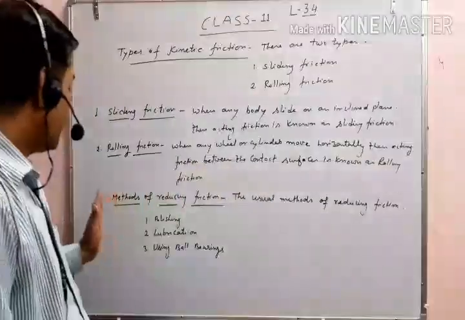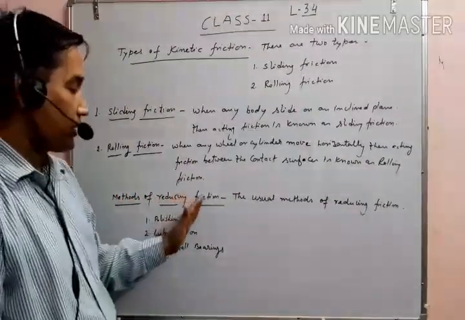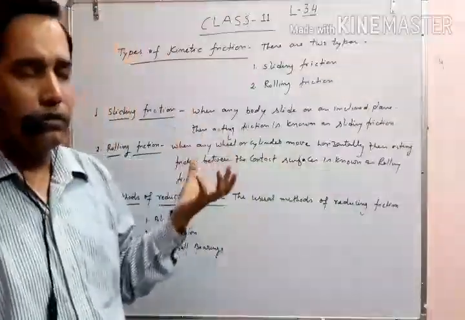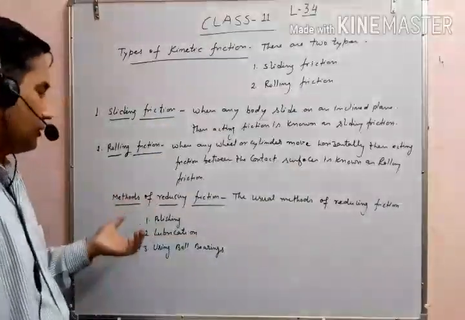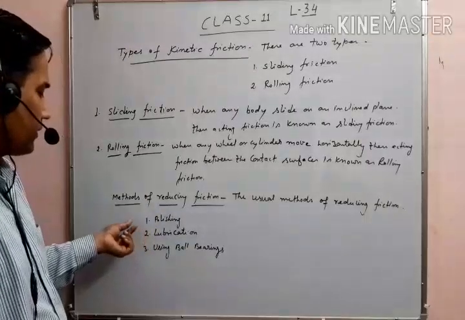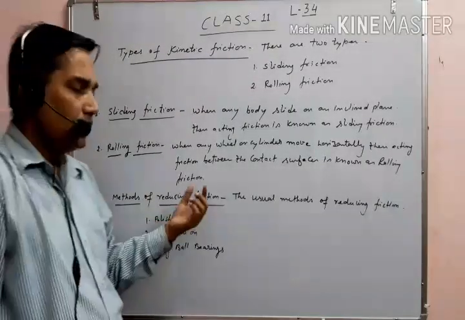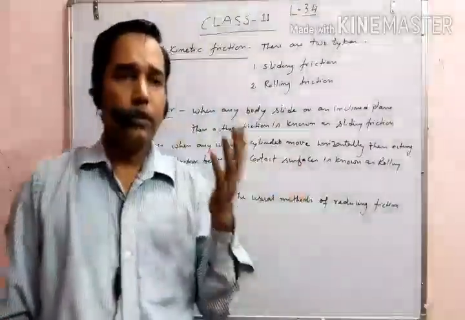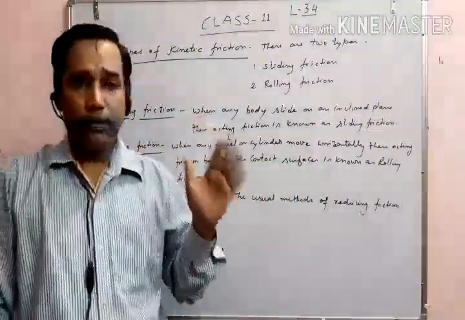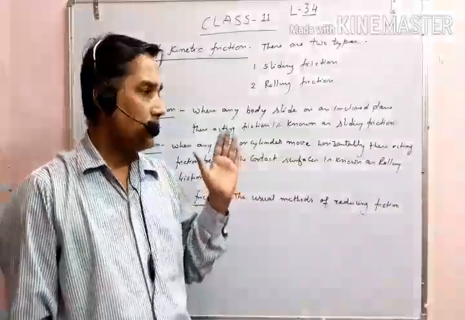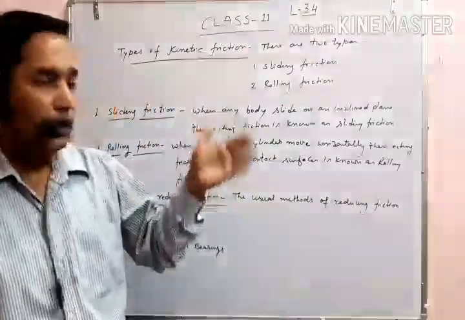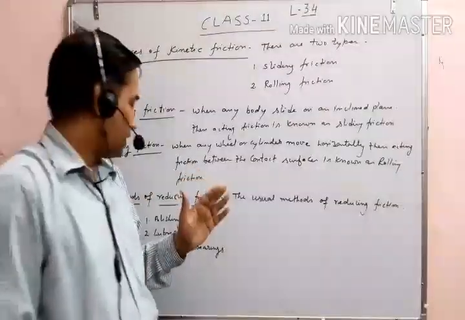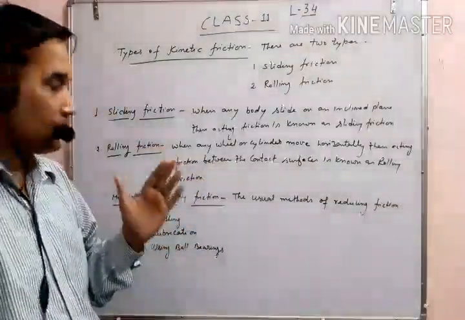Okay, now the next topic is methods of reducing friction. There are usual methods used by people for reducing friction. Now there are three types. One is polishing. On any surface we can use polish like paint or some other thing. Then the surface will become shining and smooth. Then in this situation the friction will be reduced. So that is one method.